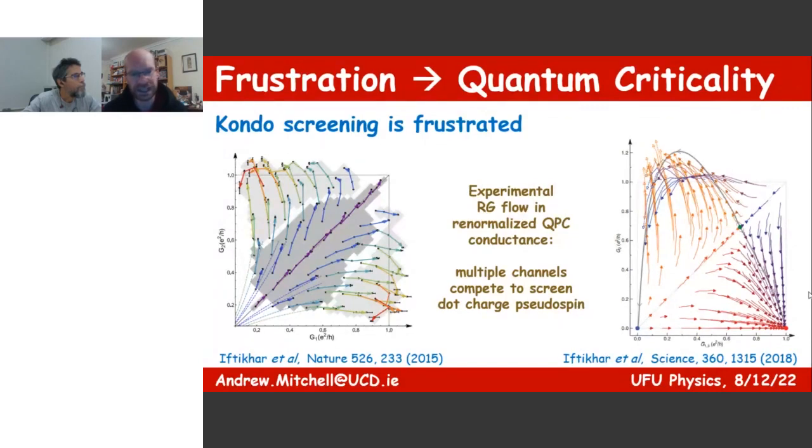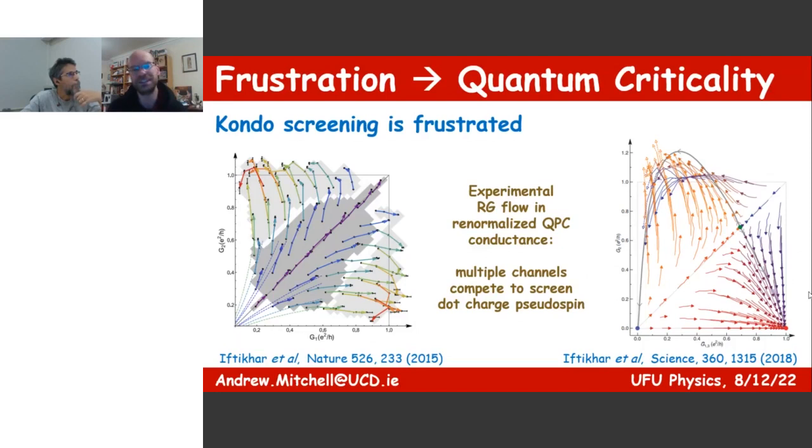And they set the system up with a particular bare transmission for each of the QPCs, and then lower the temperature, and that produces sort of flow, if you like, of the relative transmissions, which is what's plotted here as the arrows. So you see these arrows consist of a bunch of points, they're going down in temperature. So you can set the system up with a bunch of different starting parameters for this initial transmission for each of the two point contacts. And then you can follow down in temperature. And then you can plot those and you get something that looks like an RG flow diagram.